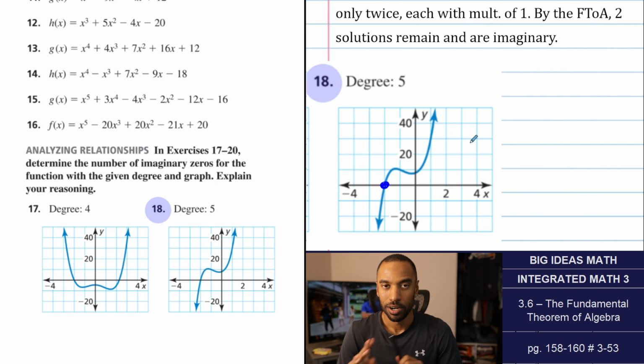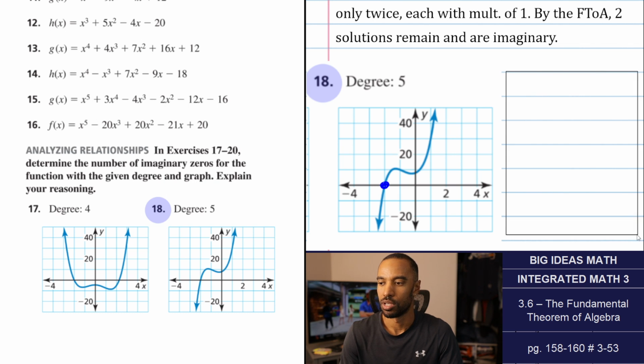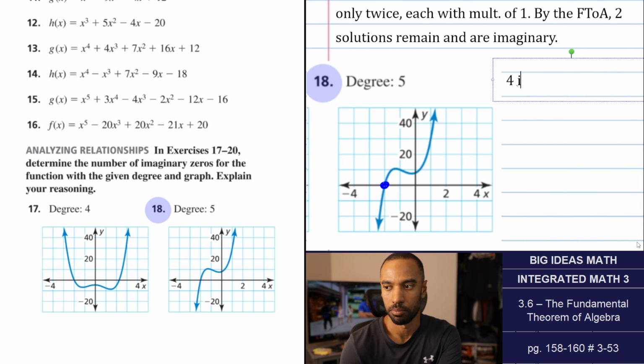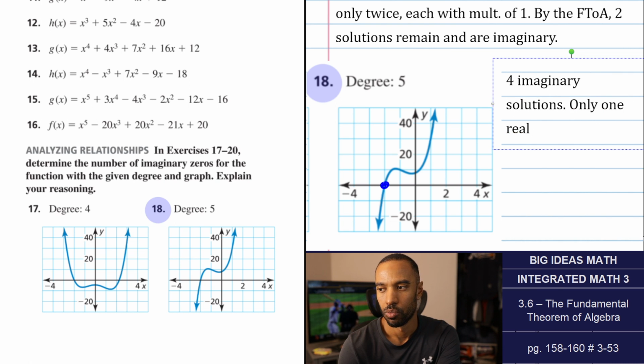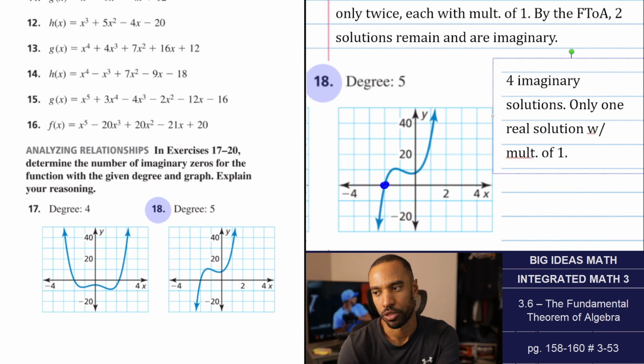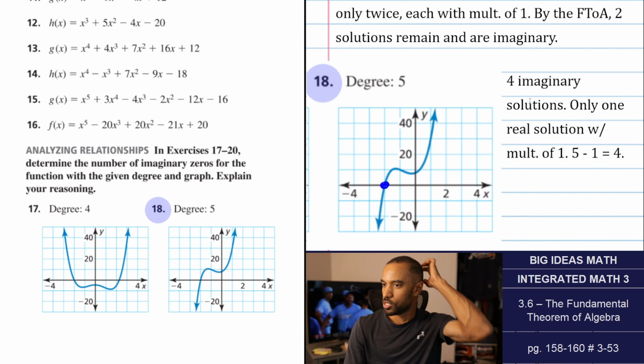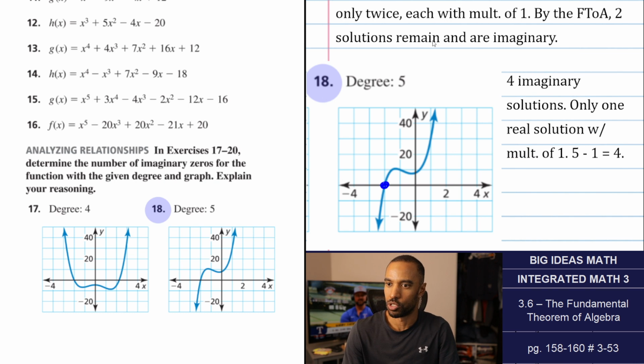That means there are 4 complex solutions, 4 imaginary solutions. Only one real solution with multiplicity of 1. And then fundamental theorem of algebra, 5 minus 1 equals 4. So that's the reasoning behind that one. 4 imaginary solutions. Oh, I shudder in fear over finding what those ones are.